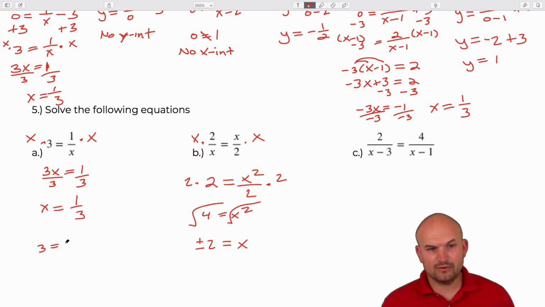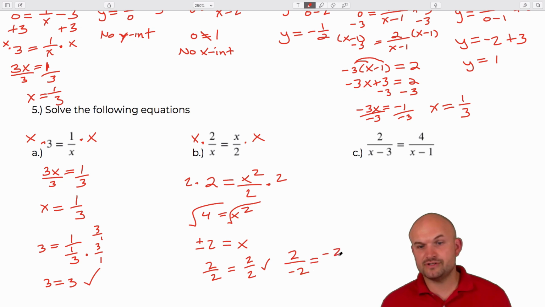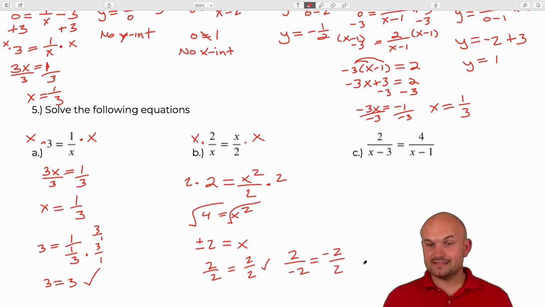Is 3 equal to 1 over 1/3? Well, remember, if you were to simplify that, you'd multiply by the reciprocal. That goes to 1, and 3 over 1 over 3 is 3, which is equal to 3. Check. Here, is 2 over 2 equal to 2 over 2? Yep. What about 2 over negative 2 equal to negative 2 over 2?